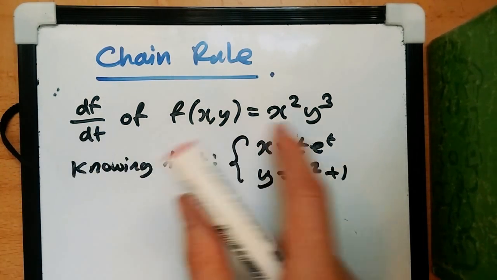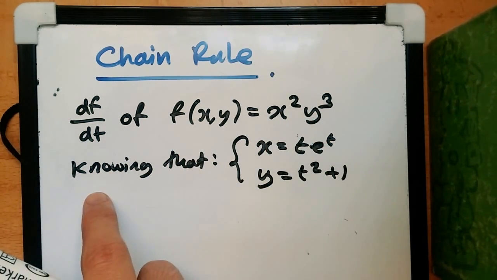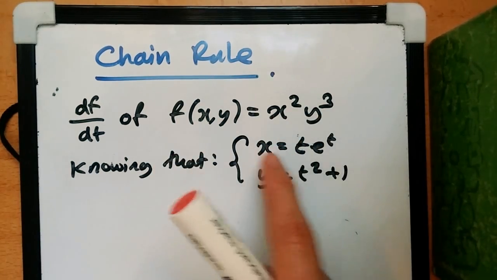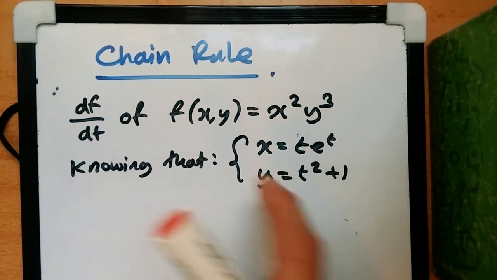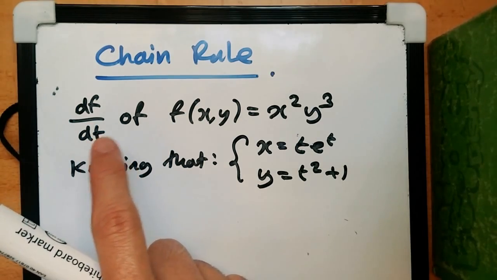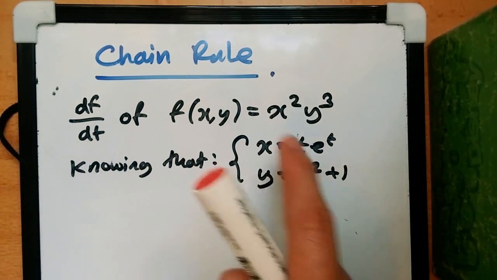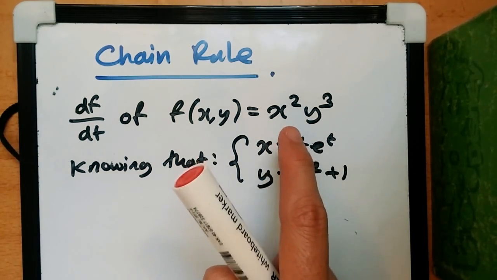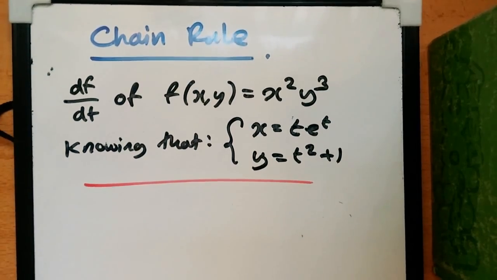Thing is, we cannot differentiate this because there's no t. However, what we do know about this, and the question normally tells us, is that x and y are defined in terms of t. So x and y are both functions of t. Now, to actually solve this, we need to find the derivative of these two multiplied by the partial derivative of these guys. So to understand clearly, it's best I define it.